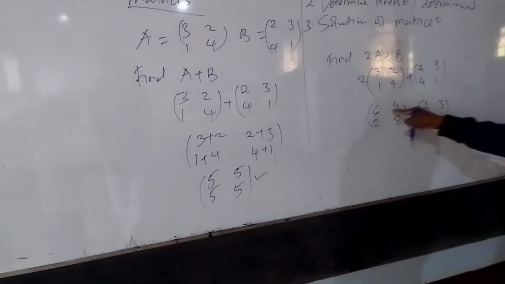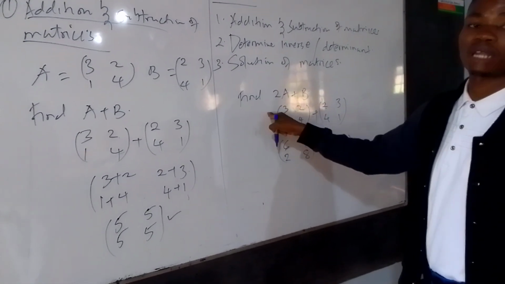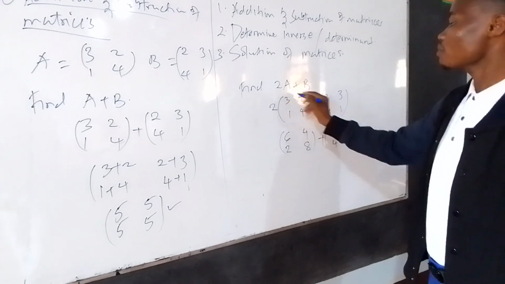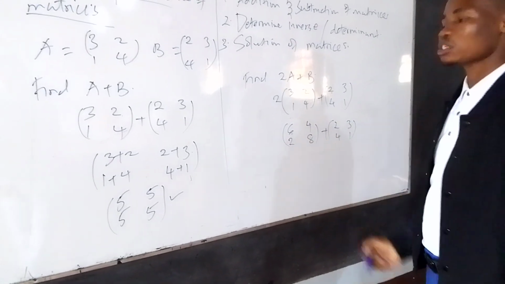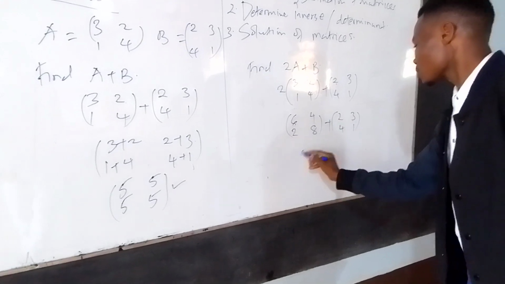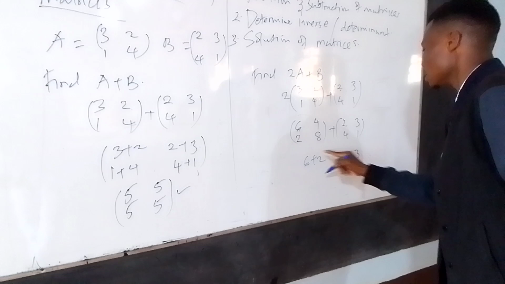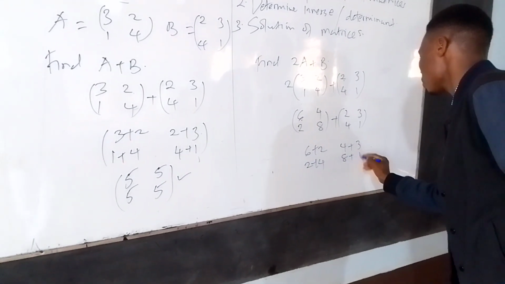Then we can now add this. Originally, you are not able to add this before multiplying. But now we are able to add because we have already solved the bracket. So we can add the corresponding values. 6 and 2 are corresponding. Of course, 8 and 1 are also corresponding. So 6 plus 2, then 4 plus 3, 2 plus 4, and finally 8 plus 1.